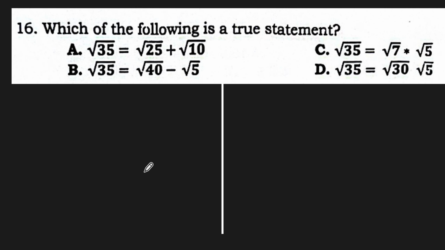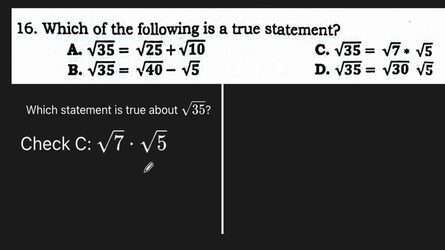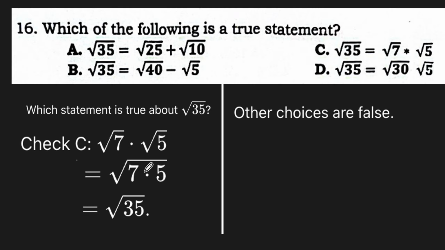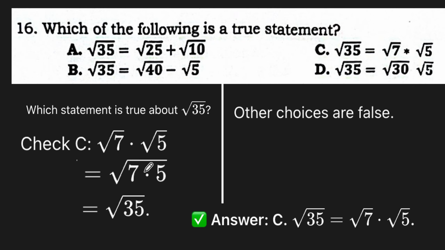So which of the following is a true statement? Okay, so we check letter C, square root of 7 times square root of 5. It can be written as square root of 7 times 5, and the answer would be square root of 35. The other choices are false, therefore the answer would be letter C.